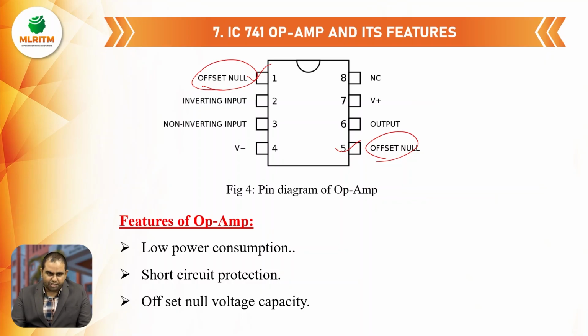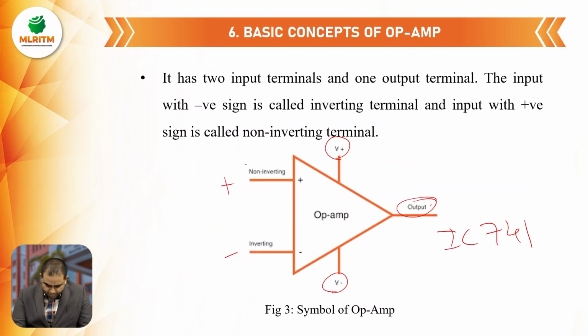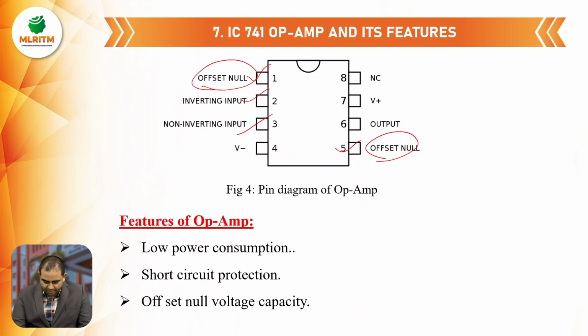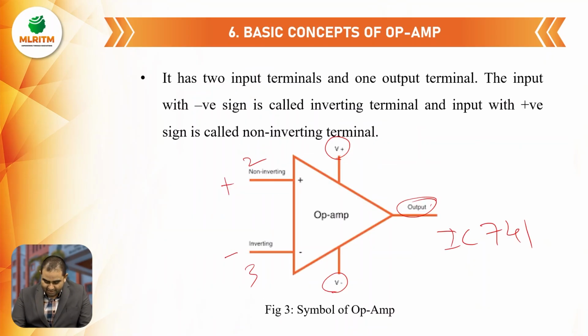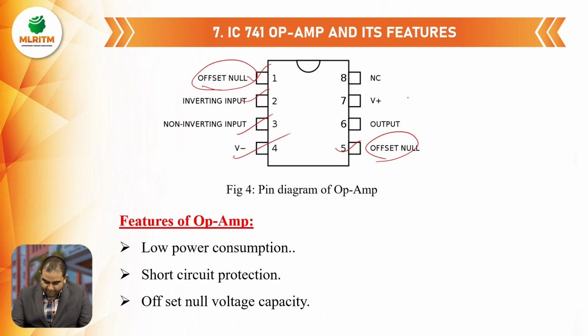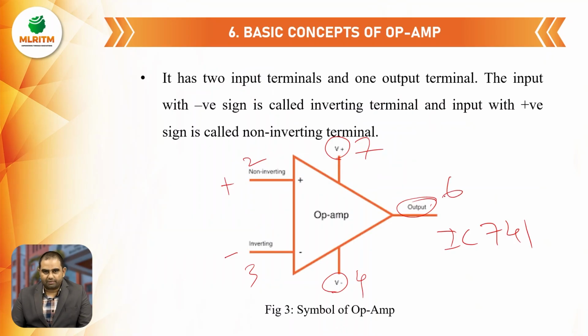Simply, we connect a potentiometer between pin 1 and pin 5. We adjust that potentiometer, or pot, until we get the offset value as 0. Coming to the second pin and third pin, as we have seen earlier, those two are the input pins. And V minus and V plus, which we have seen in the symbol, are the supply pins: the fourth pin and seventh pin. The sixth pin is the output.